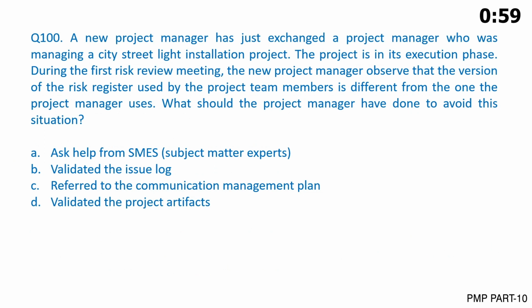A new project manager has just replaced a project manager who was managing a city street light installation project. The project is in its execution phase. During the first risk review meeting, the new project manager observed that the version of the risk register used by the project team members is different from the one the project manager uses. What should the project manager have done to avoid this situation? A. Ask help from subject matter experts. B. Validated the issue log. C. Referred to the communication management plan. D. Validated the project artifacts.